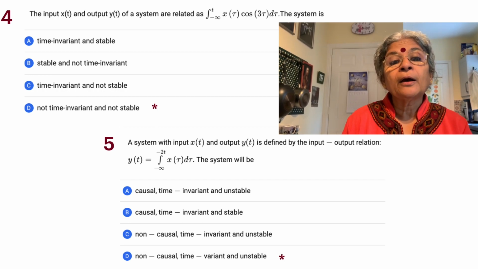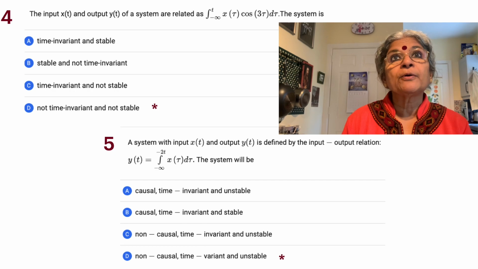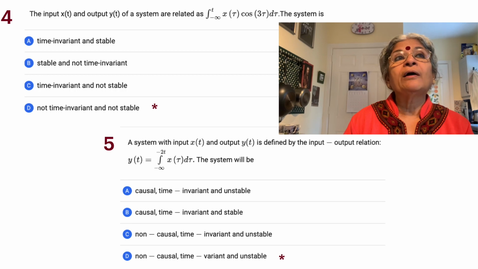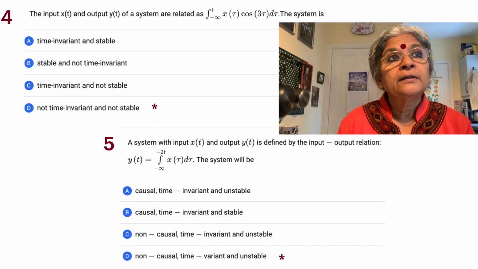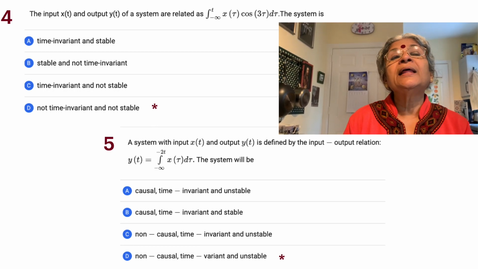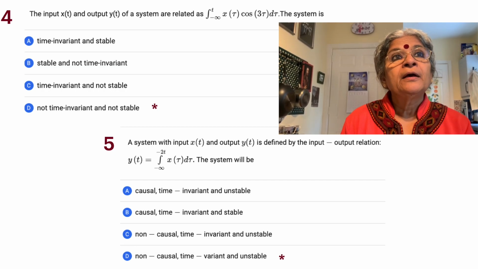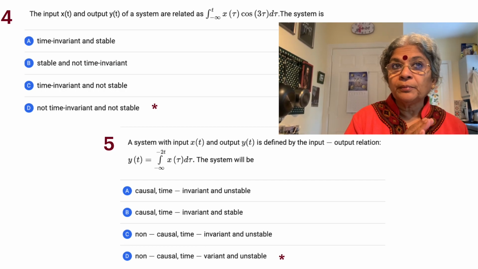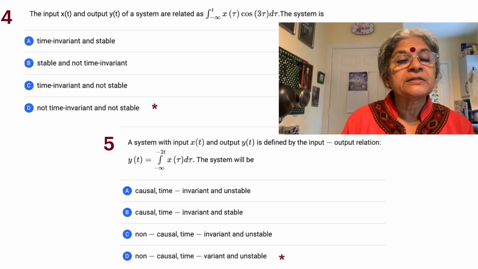At the same time, we are considering the system as it gets integrated from minus infinity to t. Of course, cos 3 tau, when it becomes integrated, you will have a component of it either as a sinusoid, sine 3 tau or cos 3 tau, and that is going to make it marginally unstable. It's also possible that if this function is not going to be a finite value at minus infinity, again there's a possibility that this system is going to be unstable.